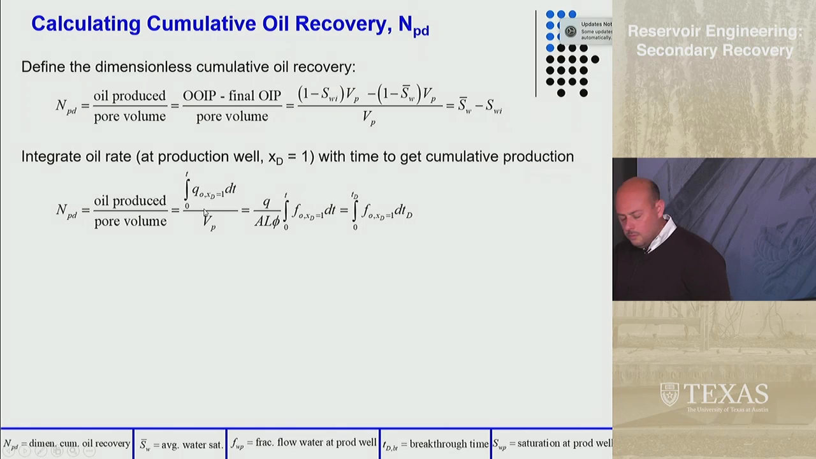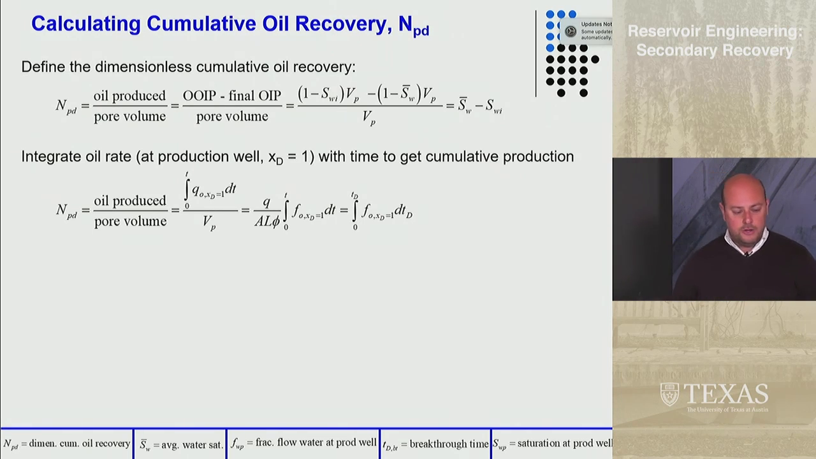And we can remember that the oil rate is just equal to the total rate times the fractional flow of oil. So I've written this as Q times FO, and the pore volume is AL phi. And then I introduce my dimensionless variables, and it gets rid of these constants, and I'm just left with dTd. So NPD is equal to the integral from 0 to whatever dimensionless time I'm interested in, times the fractional flow at a specific location at the producer well, right? That's where we're producing the oil. And it's integrated over dTd.